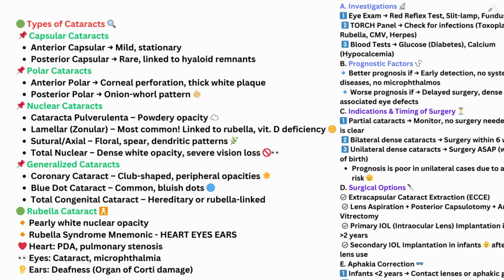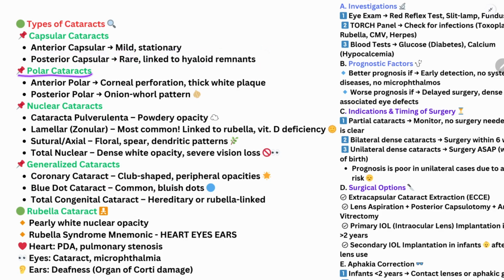Now let us discuss types of cataracts. They are divided into several types like capsular, polar, nuclear, generalized, and rubella cataract. Depending on the location and the causative organism, they are divided into several types. First one is capsular cataract. In this one, the anterior capsule is getting involved, which is mild and stationary. And in posterior capsular, which is very rare, it is linked to hyaloid remnants.